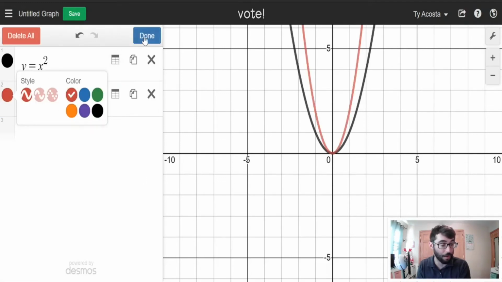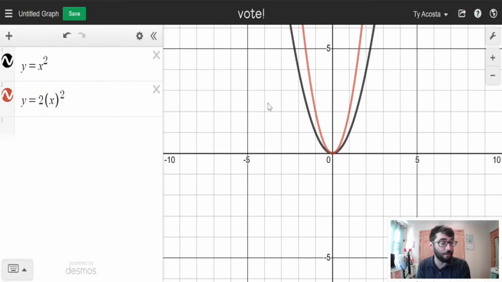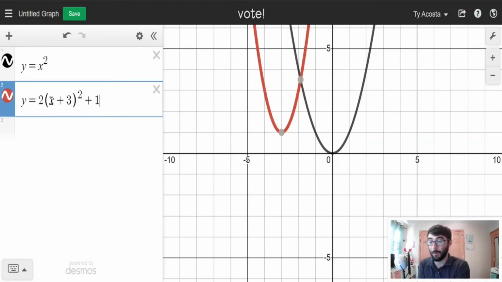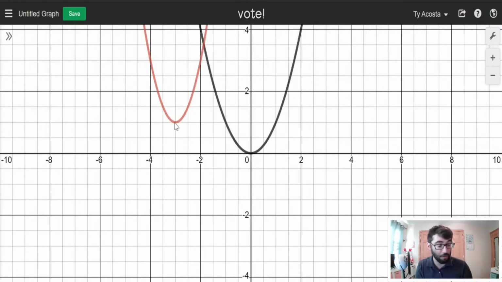I'll make this red. Now, as you can see, the first difference is that 2 is vertically stretching the graph by 2. We see it already look a little bit more narrow. Now, the next thing that happened is that there was plus 3 inside, and notice that has shifted the graph to the left 3. And the last thing that happened is that we are adding 1 outside. So notice how that shifted the graph up 1. So our vertex is now the point (-3, 1), and that actually is a nice little piece of information there.